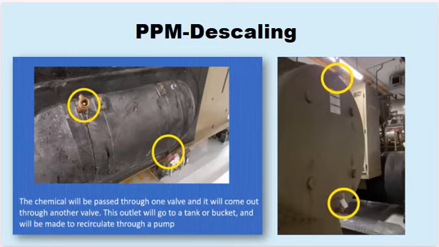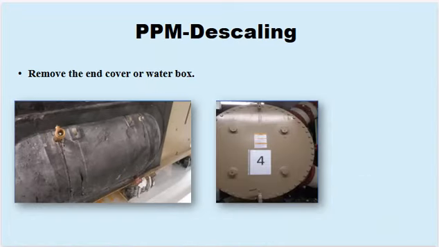This slide shows the first important step in descaling, removing the end cover or water box. Think of it like opening the lid of a container to clean inside. In the first image, you see the end cover. It's like a giant cap that needs to be taken off. The second image shows what's underneath, the water box. This is similar to removing the lid of your water bottle. To clean it properly, we need to access the inside to clean it effectively.